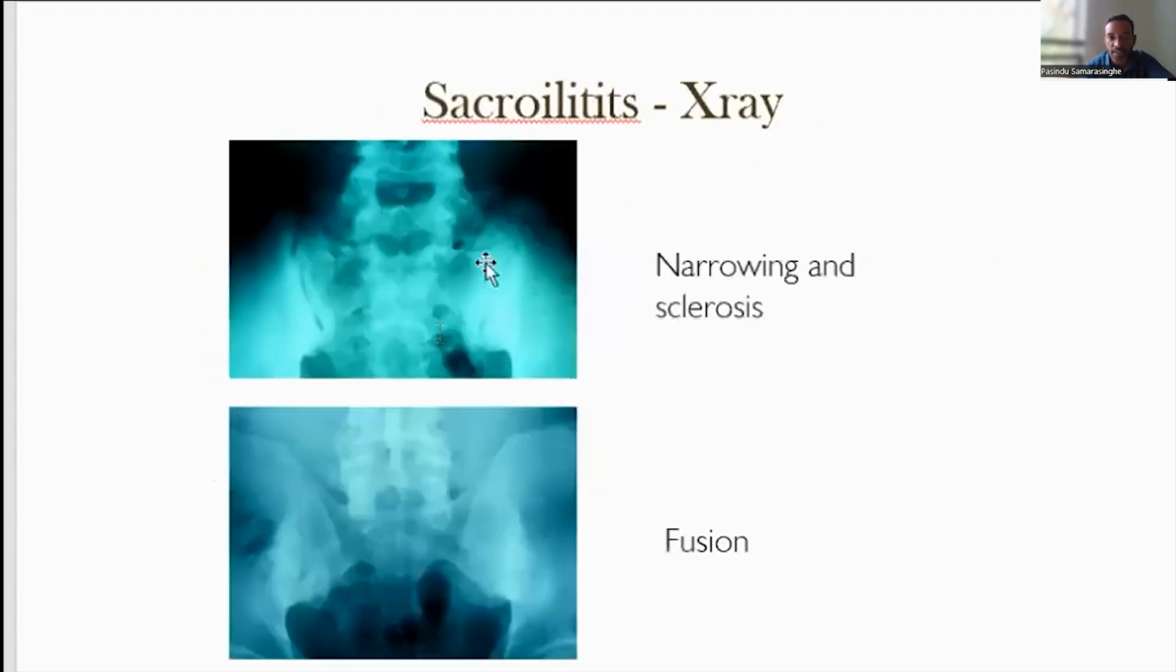So these X-rays are again showing narrowing. As you can see, the whitening, sclerosis, and the narrowing of the SI joints. And this X-ray shows that finally they are fused. So that's what we call ankylosing. Right. So these are the sacroiliitis features that happen in the X-ray, and when you have them, you call them ankylosing spondylitis.